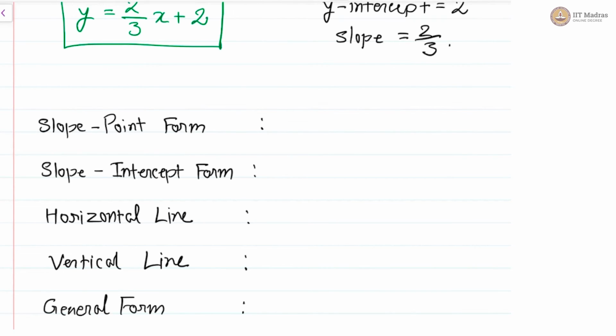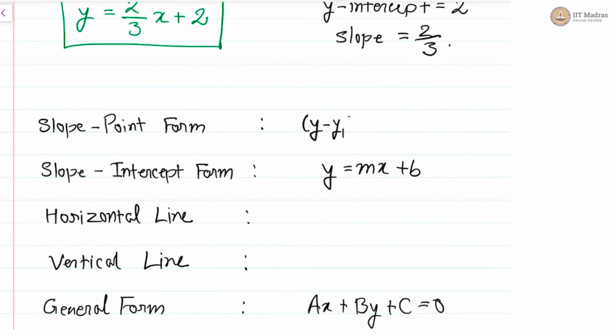This form, general form, is very new, and therefore I will write this first. Ax plus by plus c is equal to 0, right? Using this you can actually write the slope intercept form. What is the slope intercept form? It is actually y is equal to m times x plus b. In a similar manner, slope point form will be y minus y1 is equal to m times x minus x1, where x1 y1 is a point that is given to you.